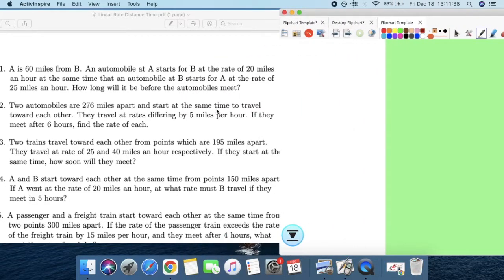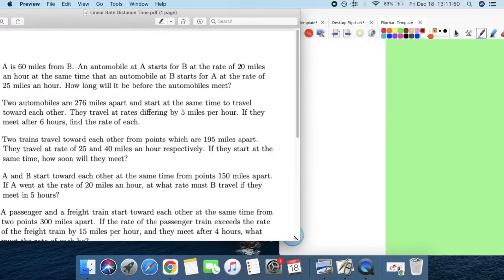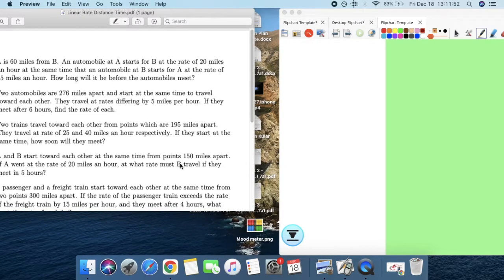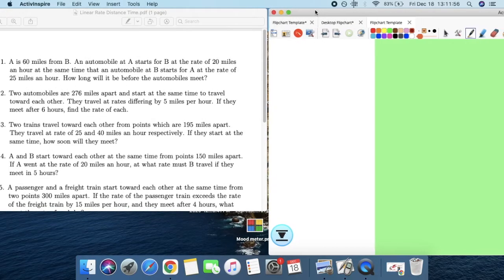All right. So we have a car A and what? A is 60 miles from B. Okay, so I want to draw this out. Let me make this a little smaller. So we have A 60 miles from B. So let's draw this out. So this point A, point B. I know the distance is 60 miles.